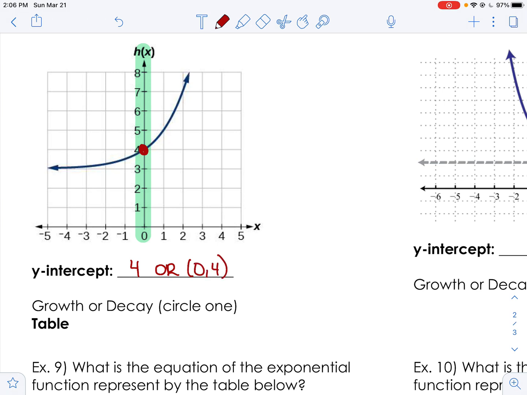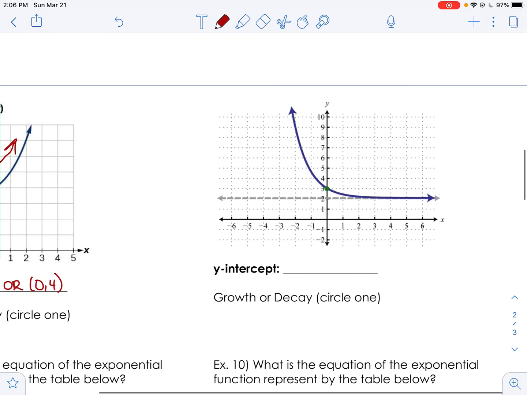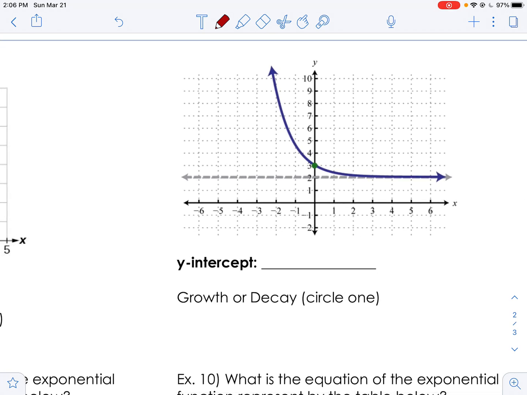And if I notice, it's going up like it's a roller coaster. Okay, so that is going to be growth. Looking at the second one, okay, my y-intercept again falls on the y-axis.